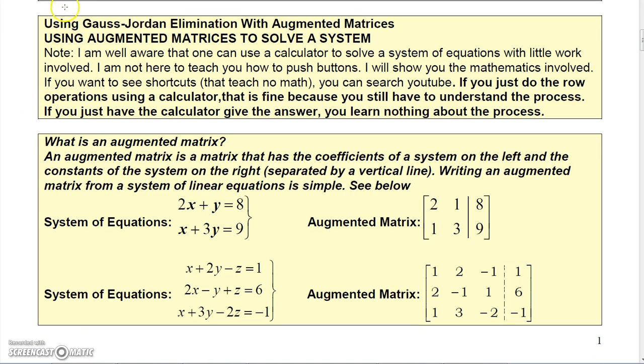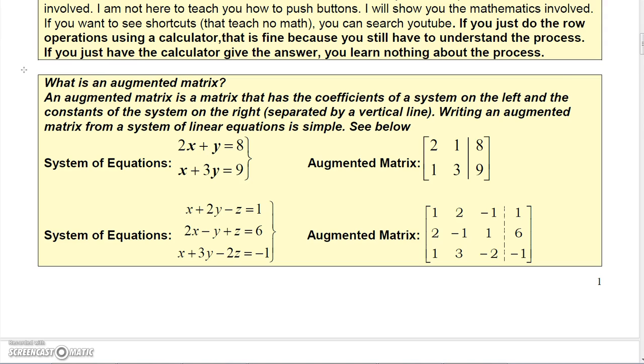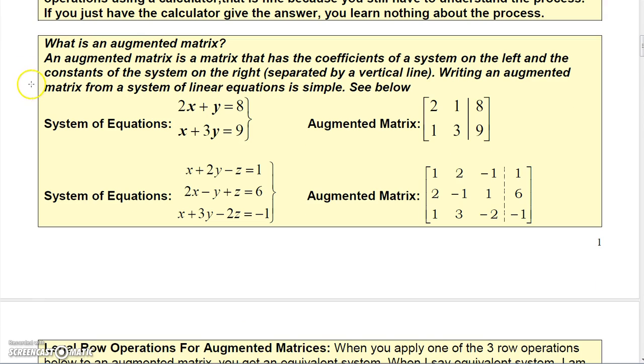Now, we are going to use augmented matrices in this section to solve a system. Now, I realize you can solve a system of equations using what I call the cheat key on the calculator, but it's very important in algebra to know how to do something that's called row operations. You're not going to be able to learn row operations if you just use those shortcuts. And otherwise, your teacher probably won't let you get away with it anyway.